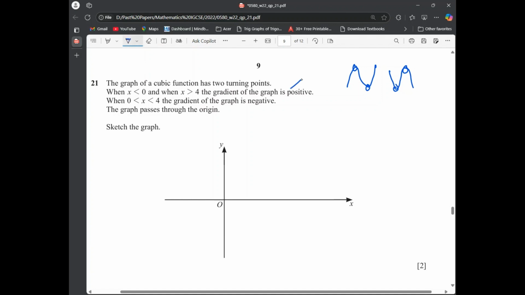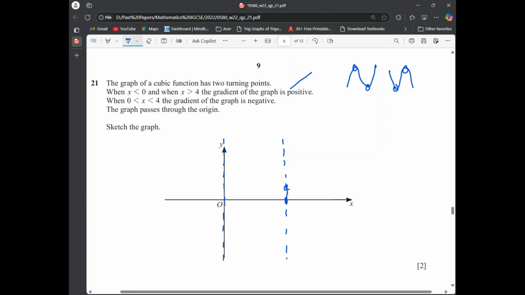A positive gradient is increasing. So when I put 4 there, and the gradient of the graph is increasing after 4, where x is greater than 4, this tells me something. This tells me that at 4 we have a turning point. And in fact, even at 0 we have a turning point. How do I know that? Because x is greater than 4. It's not greater or equal to, it's only greater than 4. And x is less than 0, not less or equal to. So at 0 and 4, we definitely have a turning point.